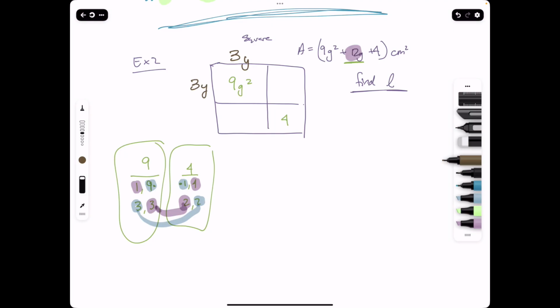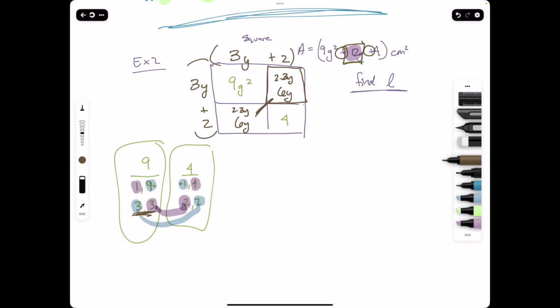3y, both those factors, and a positive 2, because I've got a positive and a positive 2. In this box, I would have 2 by 3y, which would give me 6y, and then 2 by 3y would also give me 6y. Those together give me the 12y.